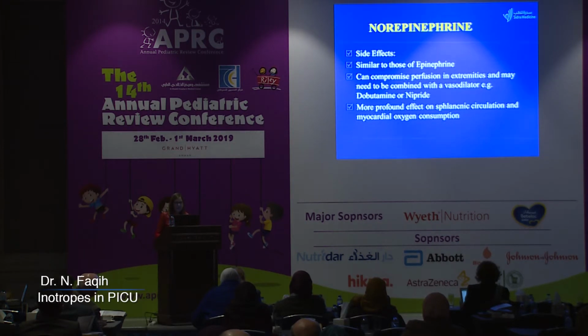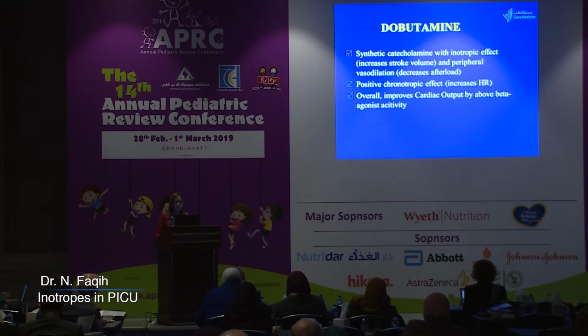The side effects of it, like we said, is that it can cause compromised perfusion, and it can also affect the splanchnic circulation as well. Dobutamine is the drug that has been the cornerstone for treatment of cardiogenic shock. It's a nice drug, it's synthetic, it could be given through a PIV. It gives you both chronotropy and inotropy, and it also causes some vasodilatation, so cardiologists love it. Adult doctors don't love it so much because of the tachyarrhythmias that it can cause.